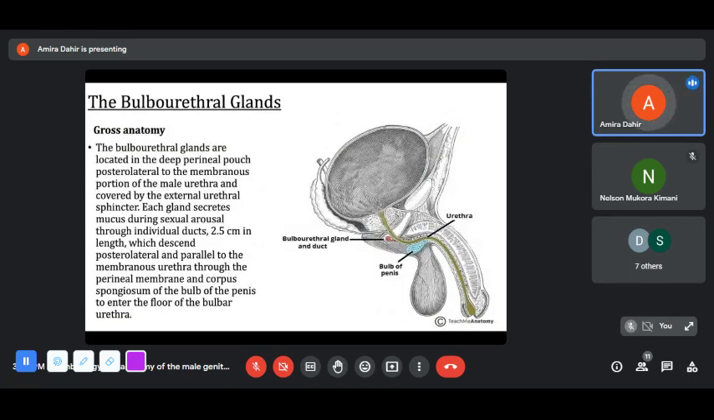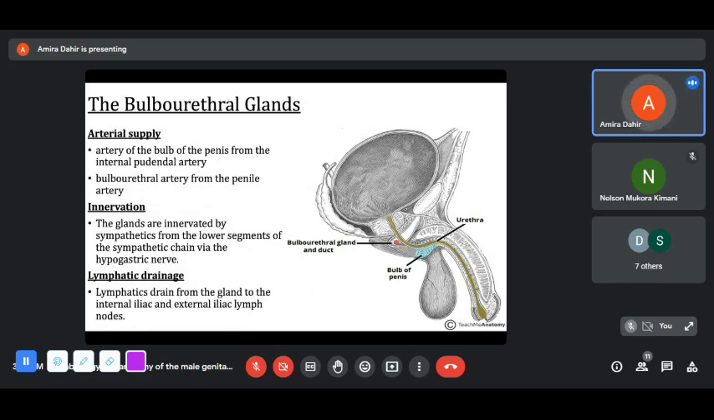You can proceed to the bulbourethral glands. On gross anatomy, the bulbourethral glands are located in the deep perineal pouch, posterolateral to the membranous portion of the male urethra and covered by the external urethral sphincter. This is the bulbourethral gland. Each gland secretes mucus during sexual arousal through individual ducts, 2.5 centimeters in length, which descend posterolateral and parallel to the membranous urethra through the perineal membrane and corpus spongiosum of the bulb of the penis here to enter the floor of the bulbous urethra.